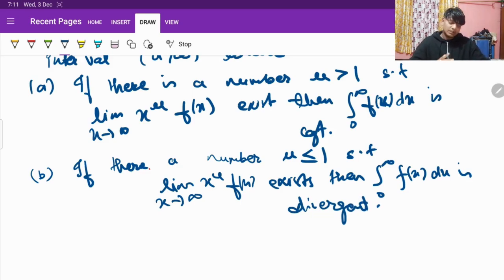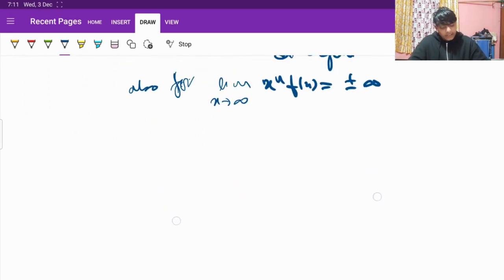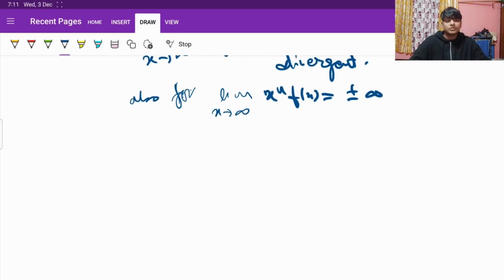Also in the case when this limit, the limit as x tends to infinity of x to the power mu f(x), is plus or minus infinity, whenever the value of the limit that we calculate is plus infinity or minus infinity, at that point also we say this is divergent. Okay, so we have completed the mu test for improper integral of first kind.